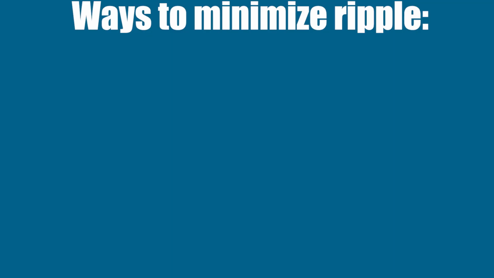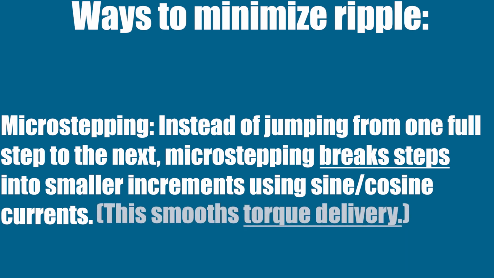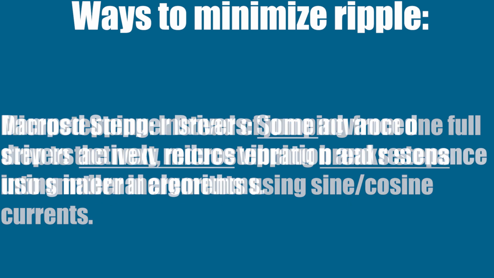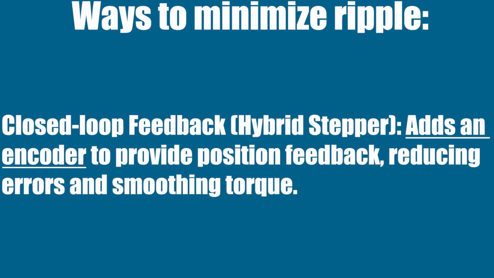So what are some ways to minimize ripple? Microstepping. Instead of jumping from one full step to the next, microstepping breaks steps into smaller increments using sine-cosine currents. This smooths torque delivery. Also through damped stepper drivers. Some advanced drivers actively reduce vibration and resonance using internal algorithms. Then you also have closed-loop feedback, sometimes known as a hybrid stepper. It adds an encoder to provide position feedback, and this reduces errors and smooths torque out.